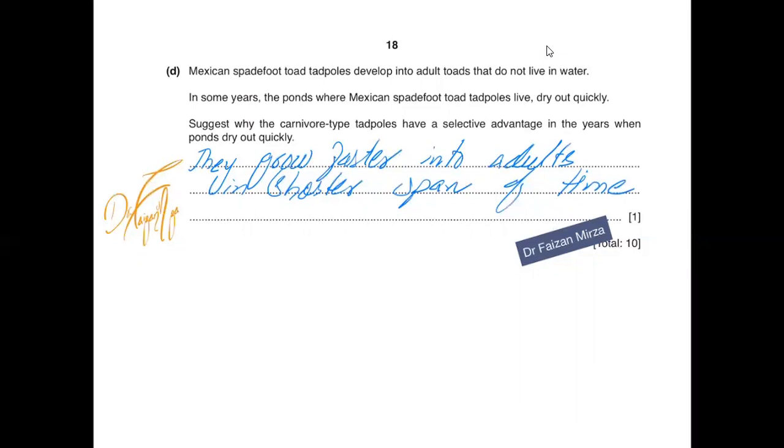They are saying that Mexican toad tadpoles develop into adult toads that do not live in water. In some years, the pond dries out quickly. This suggests why carnivore-type tadpoles have a selective advantage in years when the ponds become dry. Basically, they grow faster into adults in a shorter span of time. And this information was also given to us early in the question.